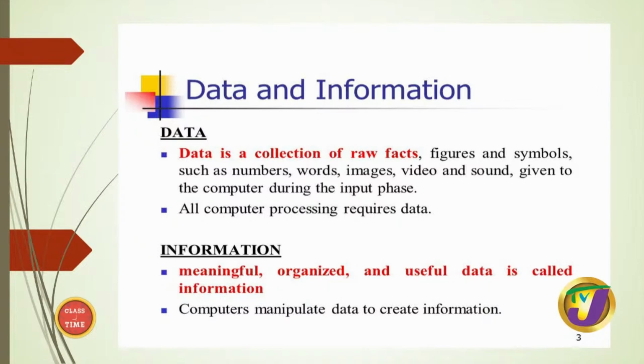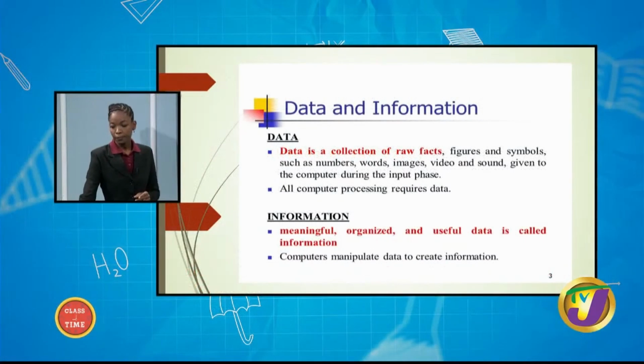Information is meaningful, organized, and useful data. Computers manipulate data to create information. So if you put the single number on the screen and we do not understand, you need to complete the data, put additional things there so we can say the information is complete and we understand what you are saying exactly before we are able to move on.